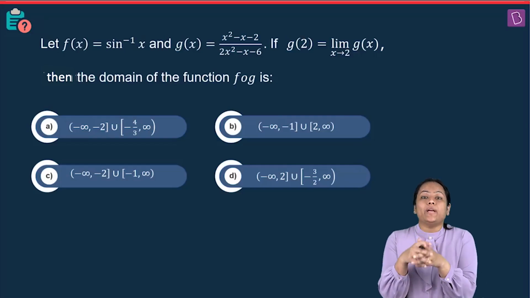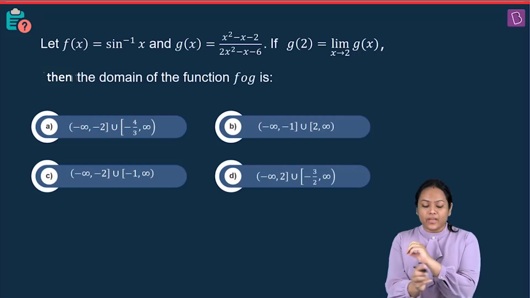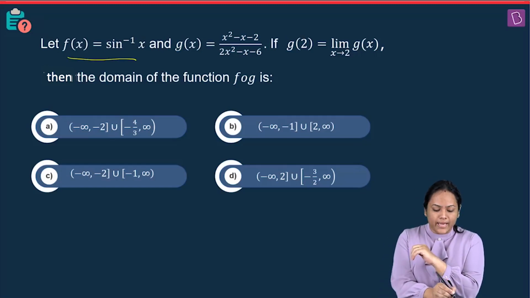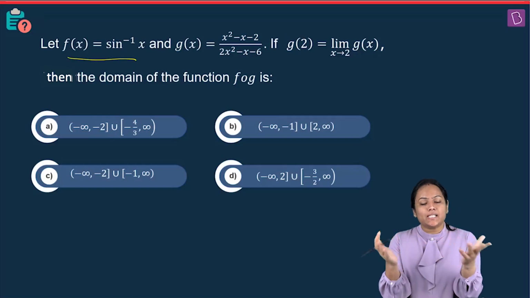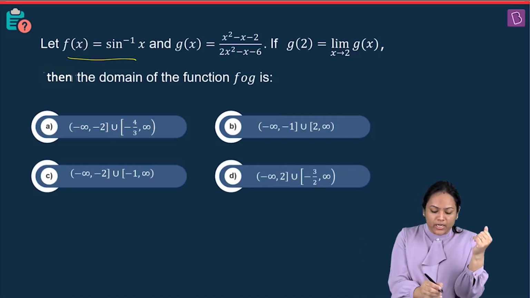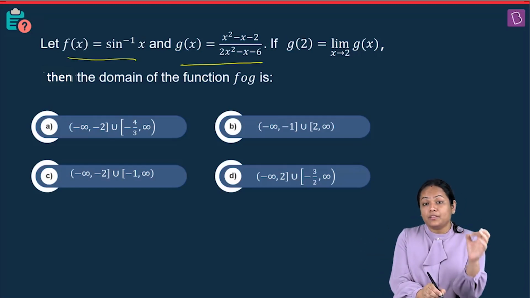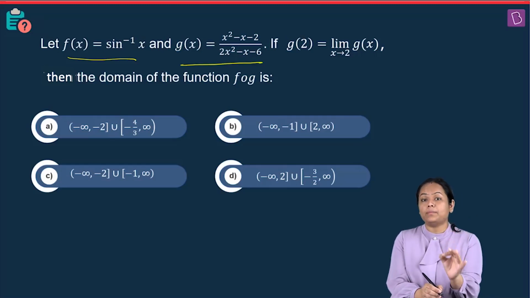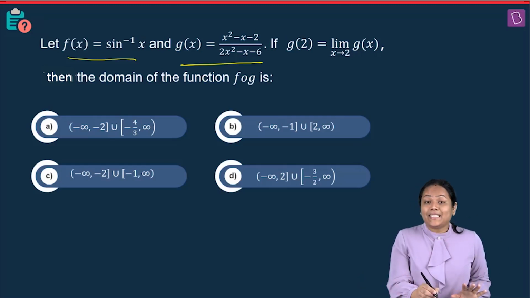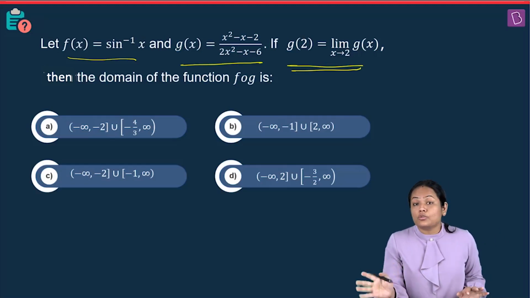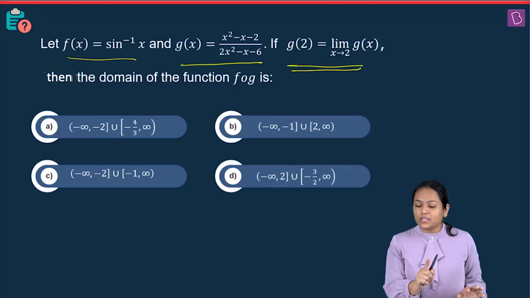Well, this question says that f(x) is sine inverse x and g(x) is (x² − x − 2) divided by (2x² − x − 6). And they have also said that g(2) is defined as the limit as x approaches 2 of g(x). Why have they given this?